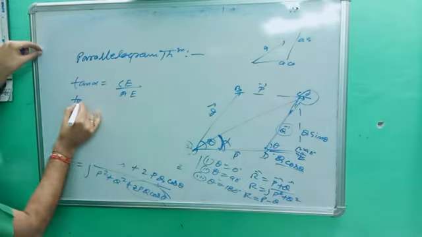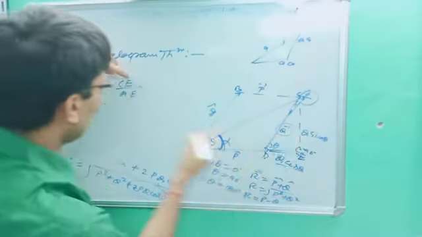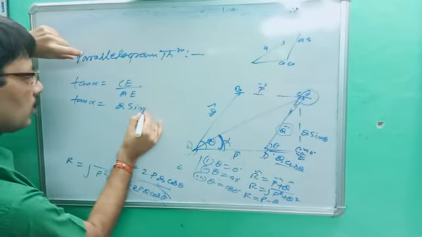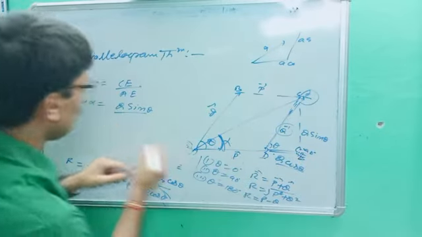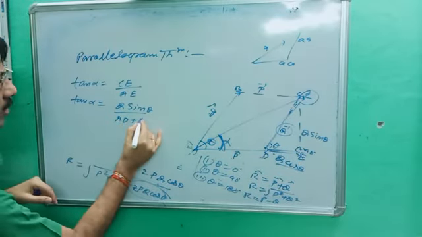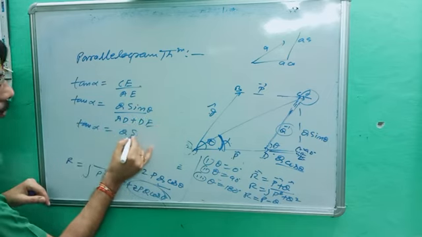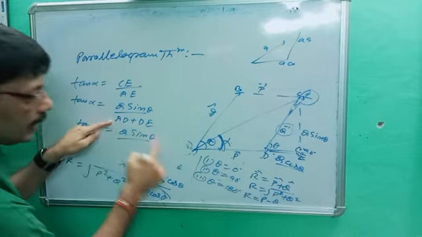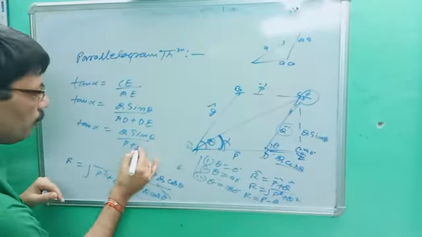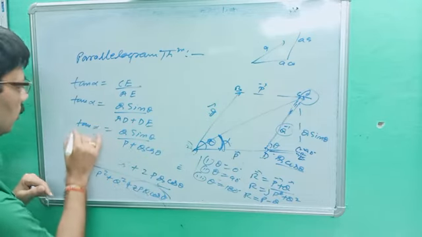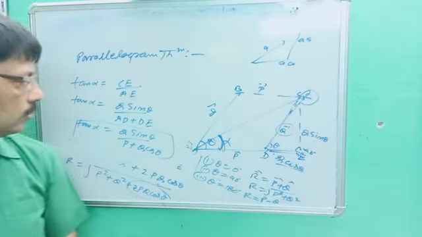So what can we write? Tan alpha is equal to CE upon AE. The CE value is very clear: Q sin theta. Q sin theta upon AE. What is the value of AE? AE is equal to AD plus DE. So we can write tan alpha is equal to Q sin theta upon AD plus DE. AD is P and DE is Q cos theta. So tan alpha is Q sin theta upon P plus Q cos theta. This is the direction for the parallelogram theorem. Okay, so that's all for today.